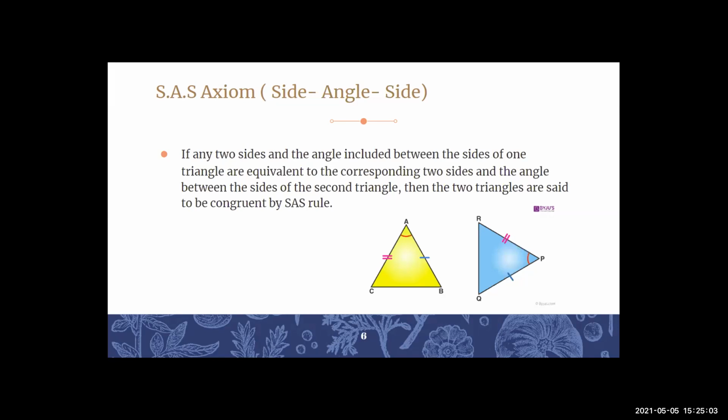Second of all, we have the SAS axiom, which stands for side angle side and means that we have two triangles where we know two sides and the included angle are equal. And this is the example that I've kept for SAS axiom.